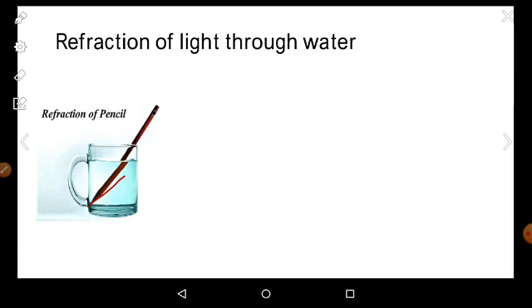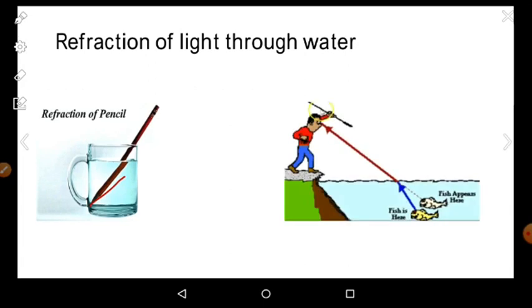This is due to refraction of light. And we have the second diagram, the second picture. Here we can see the fish. Actually, the fish is here. This is the actual depth of the water.